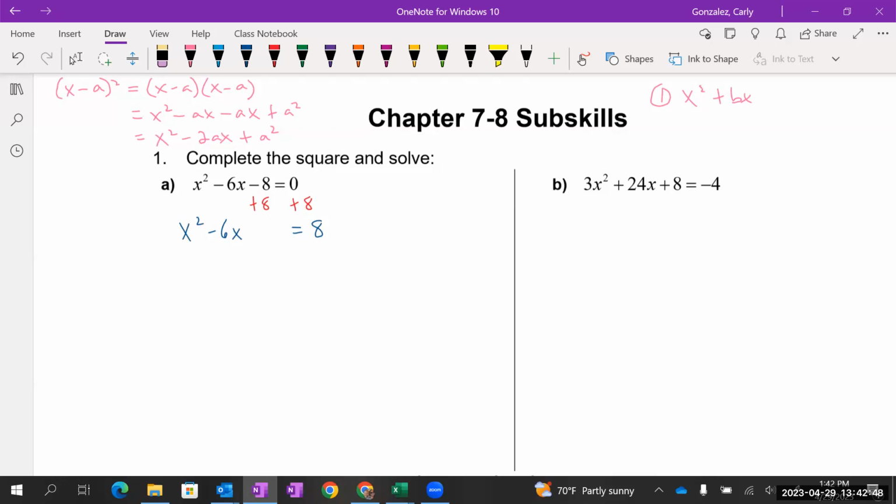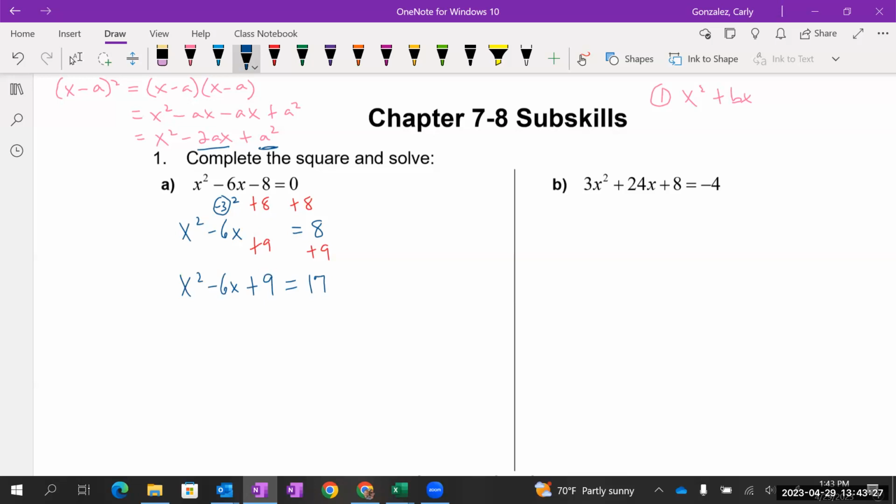So let's take a look. I want this a squared, but the problem is that there's a 2a here. So the 6 is actually twice as big as I need it to be. So I'm going to divide that 6 by 2, and I get -3. And then I will square it. Anytime you square anything, you get a positive. So now I'm going to add 9 to both sides. And so now I have x squared minus 6x plus 9 equals 17.